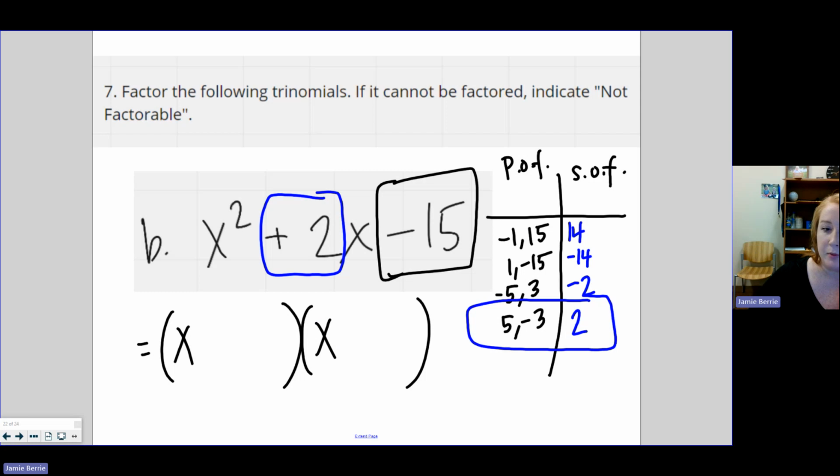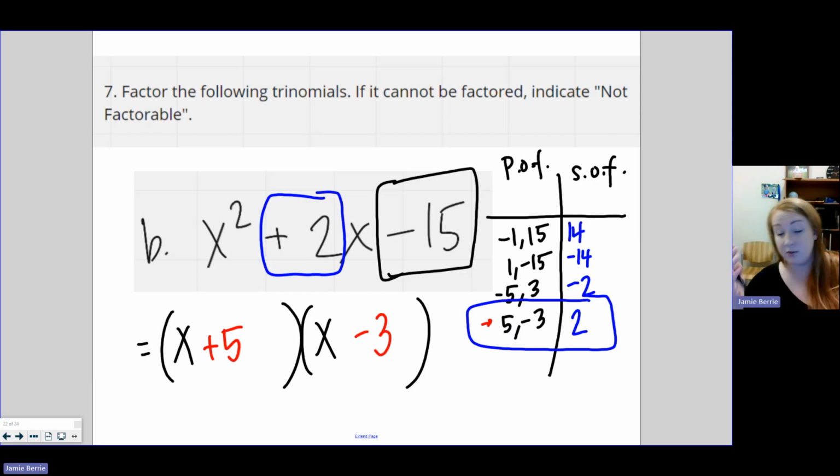All right, and that's kind of like your template: you set up your two little parentheses, you put your variable in the front, and then you're going to fill in your factor pairs. So right here, a +5 and a -3. +5, -3. And you're done.